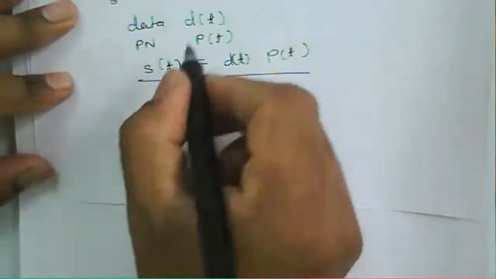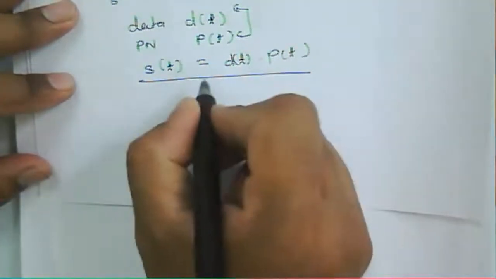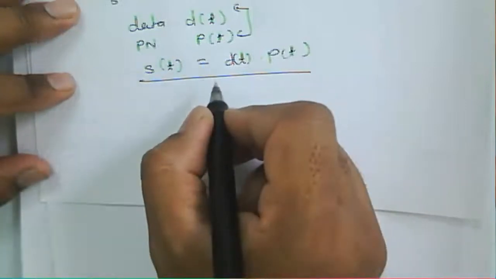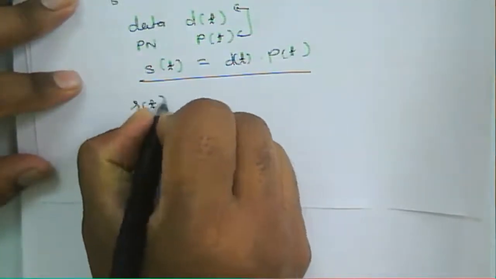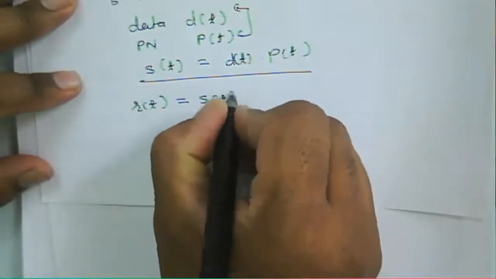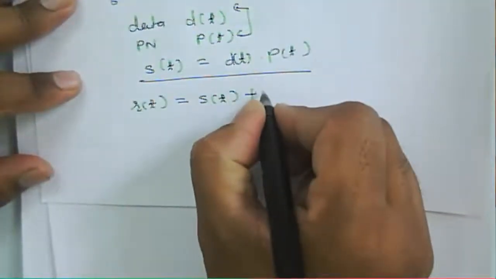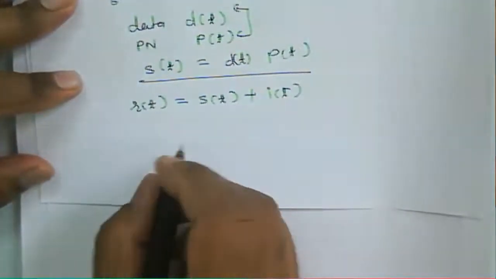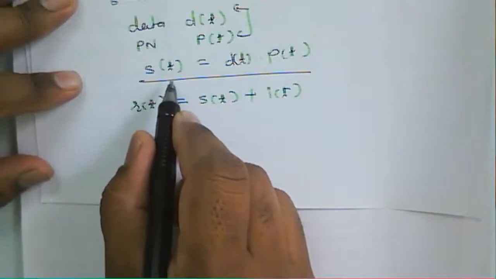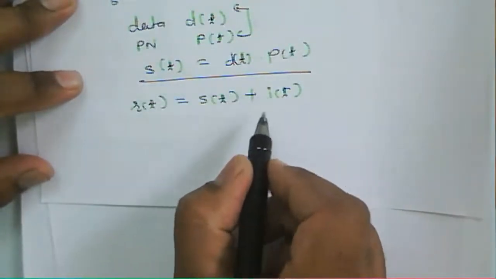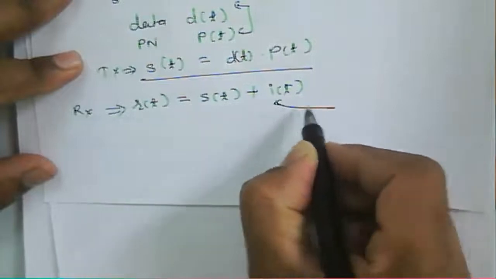Now this signal we get after modulation is transmitted through the additive channel. What will happen at the received signal? The received signal is S of t, the transmitted signal, plus some interference signal. So the transmitted signal S of t is combined with an interference signal at the receiver, and the received signal has some interference.